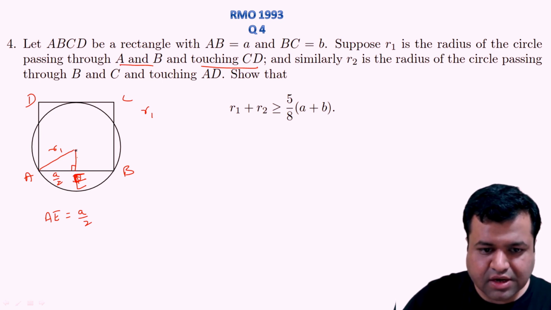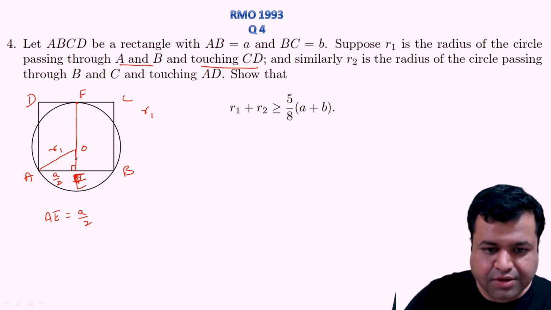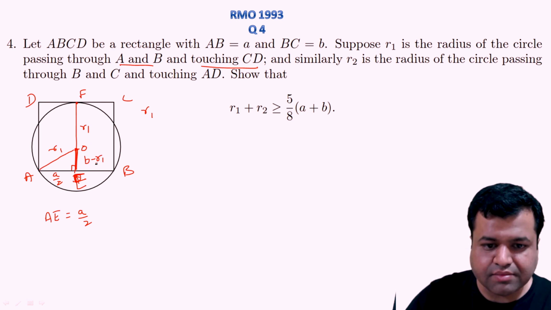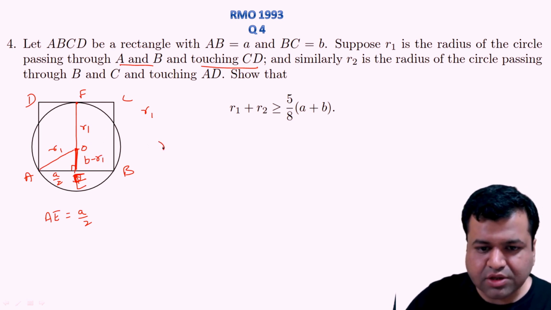And if we let O be the center of the circle and extend EO, it will obviously touch this point. Let's say the point is F, right? So what will be OE? OF is clearly R1, so OE will be B minus R1, as EF will be B, because EF is nothing but equal to CB, right? So again, using Pythagoras theorem, what will we get?